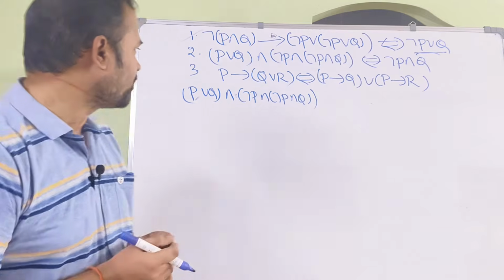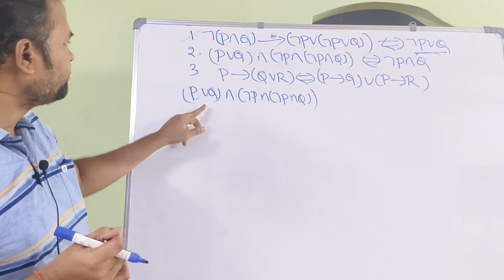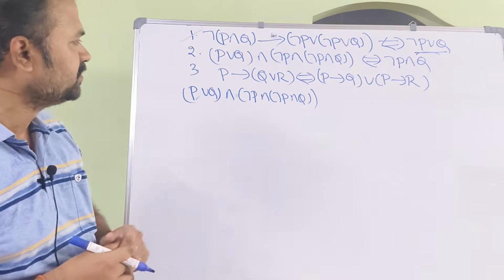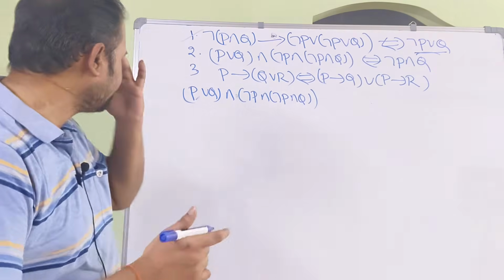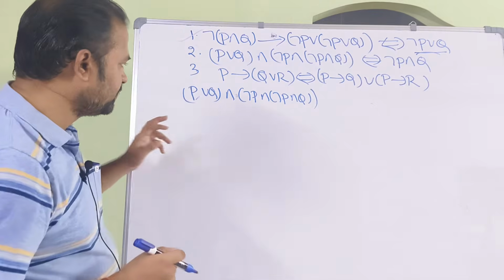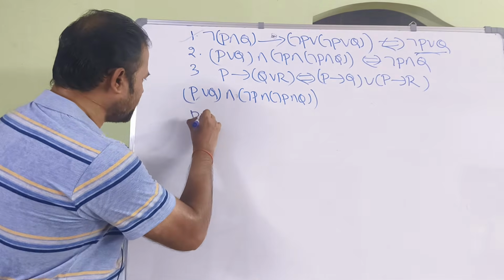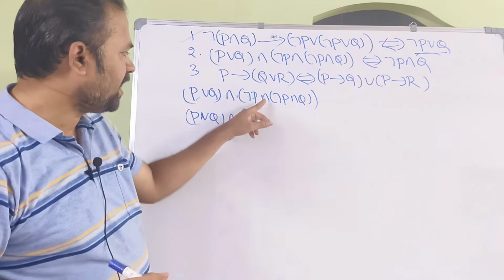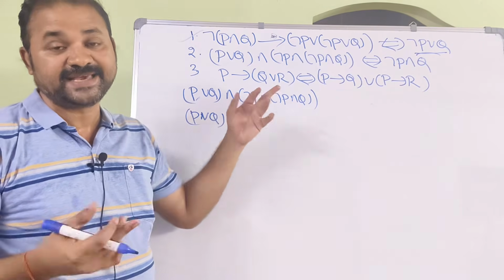Now let us see the second problem. So LHS is P or Q and negation P and negation P and Q. So we have to prove it as negation P and Q. So let us see the problem. So first let us write the first compound proposition, that is P or Q, and here we have and, here we have and, same symbols.